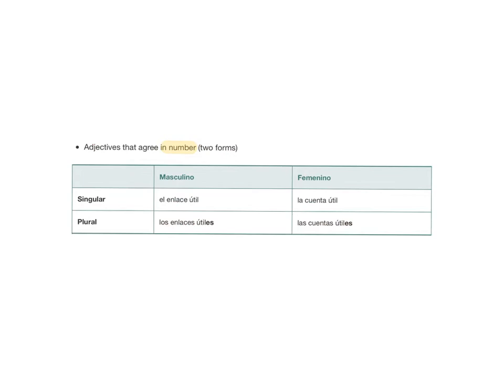There are some adjectives that don't end in an O or an A, so they just agree in number in 2 forms. So when we change these, we're just changing them by adding an S or an ES. Remember, we add an S for adjectives that end in vowels, and we add an ES for adjectives that end in consonants. That's usually the same rule in English.